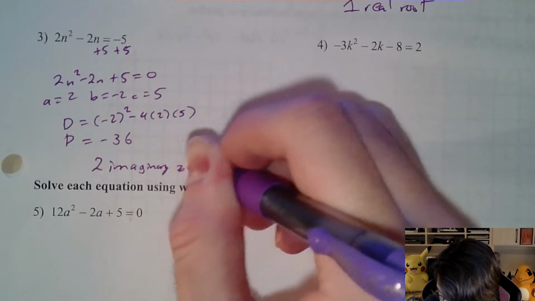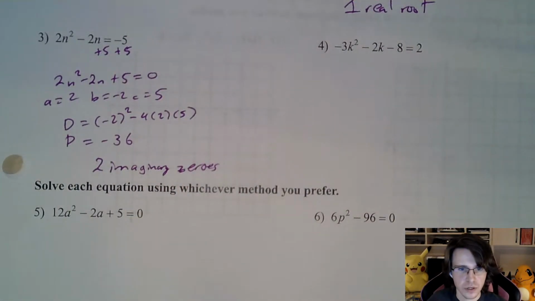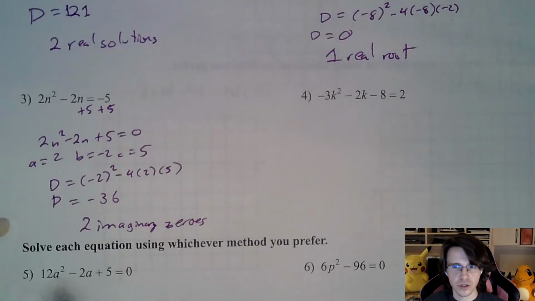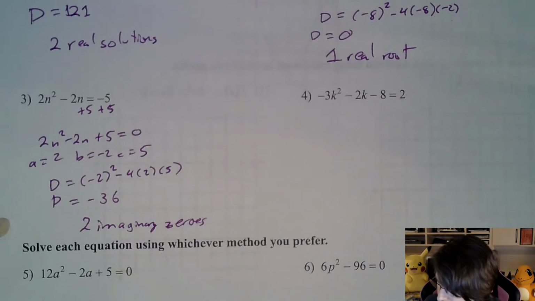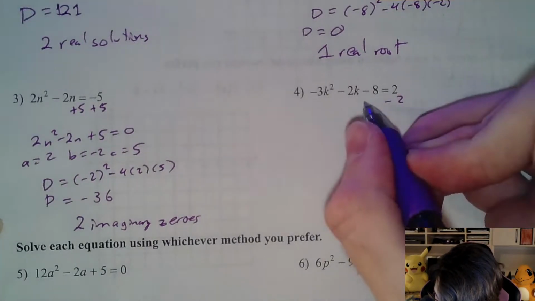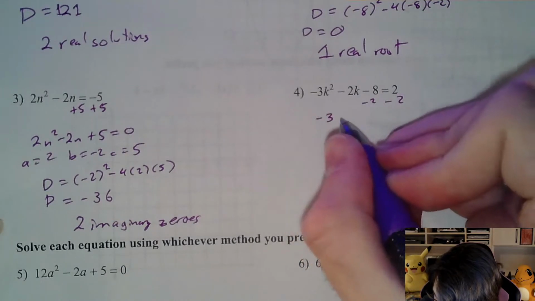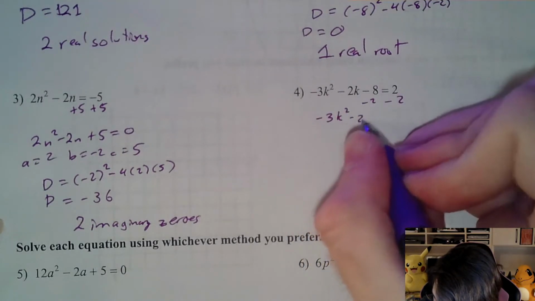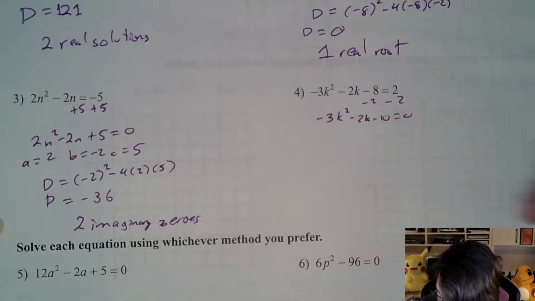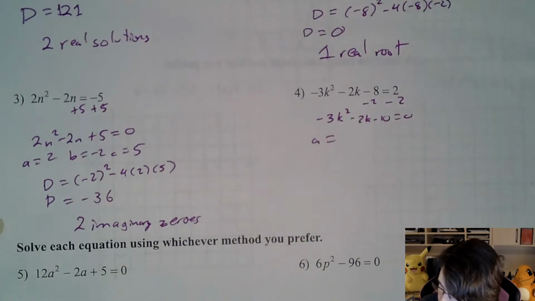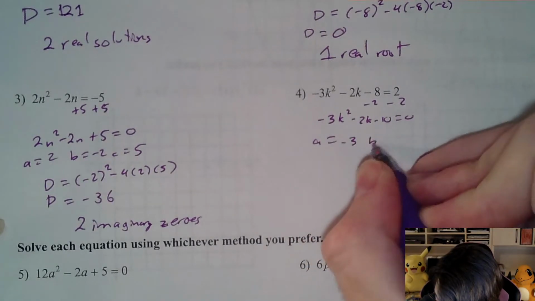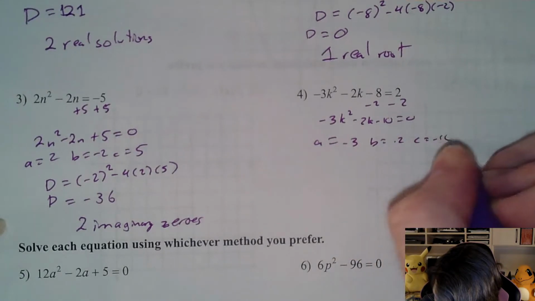And again, we could have said solutions, we could have said roots, a lot of different words you could use. I'm using solutions, roots, and zeros. They're all the same thing. And that's it. Continuing on, we're going to go ahead and subtract 2 from both sides here to start. -3k squared minus 2k minus 10 is equal to 0 this time. So A is equal to -3, B is equal to -2, C is equal to -10.